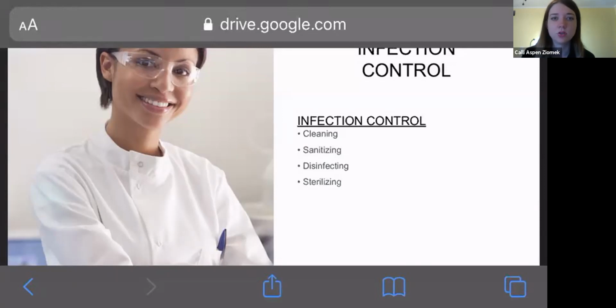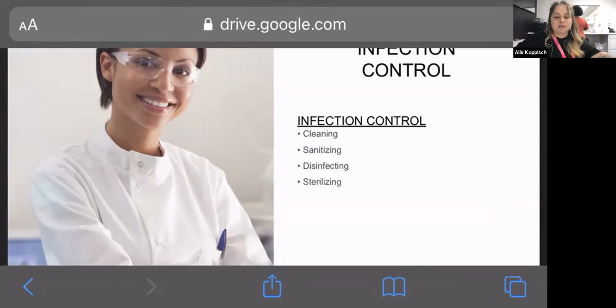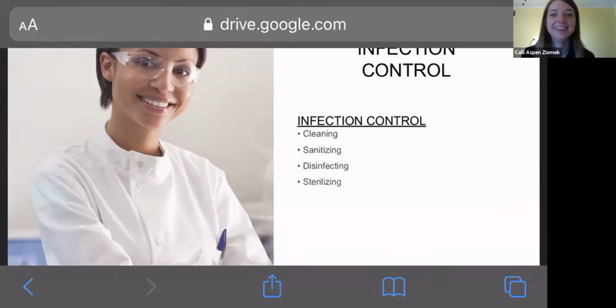And then feel free to use the chat bar as well to answer that question. Did that make sense? So yes, first thing you do is clean it. Then you have to determine whether you sanitize it, disinfect it, or sterilize it.